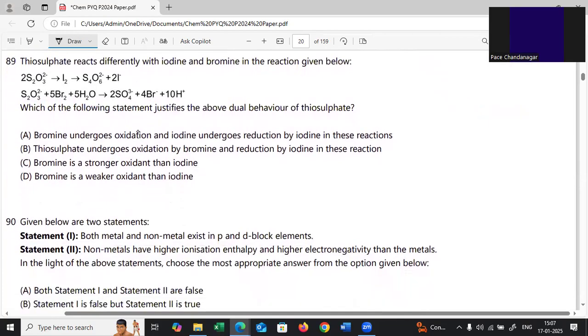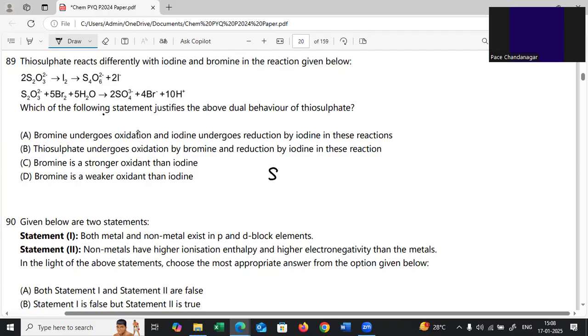Next, thiosulfate reacts differently with iodine and bromine in the given reaction. Okay, what is it talking about? Reaction of S2O3 2- with iodine. Okay, it will give you S4O6 and all. They are asking which of the following statements justifies the above dual behavior. They are asking about reduction or oxidation, that is what they are talking about.